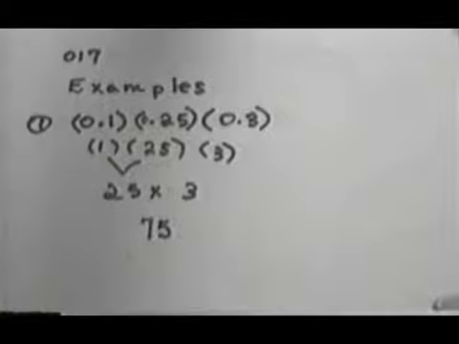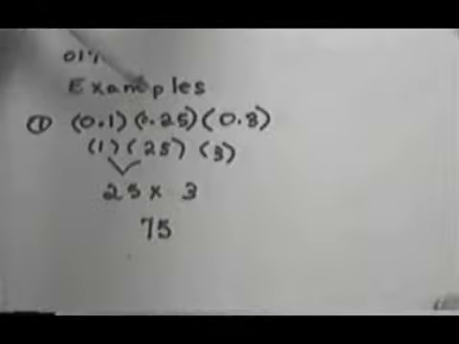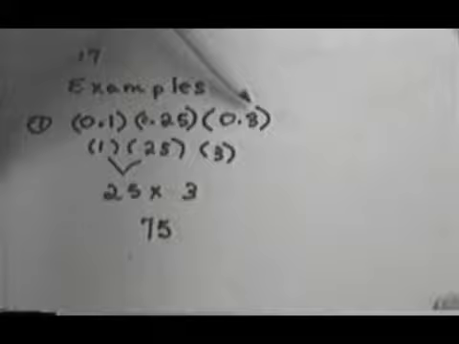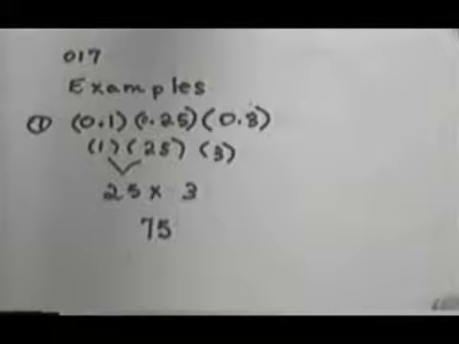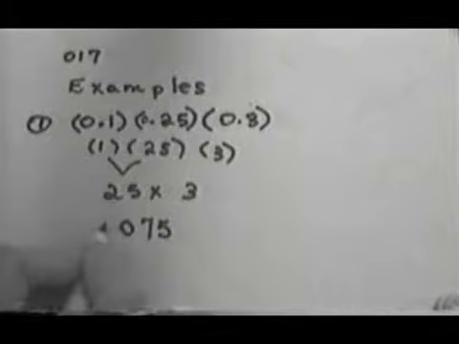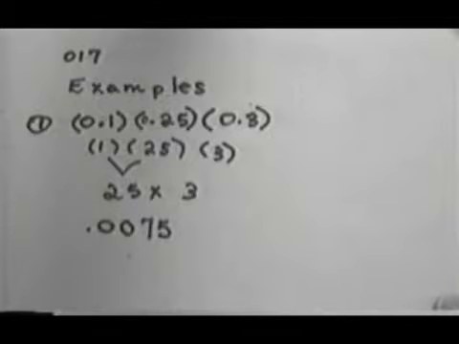Now I need to see where my decimal point would have to go. So I count my decimal places in my factors. This one has 1, this one has 2, and this one has 1. If I add those up, 1 plus 2 is 3 and 3 plus 1 is 4. So my answer has to have 4 decimal places. To make it have 4 decimal places, I would need to put 2 zeros in front and then put my decimal. And my answer would be 75 ten-thousandths. Usually you see a 0 written in front of your answer here too, to tell us that there's no whole number as a part of our answer.